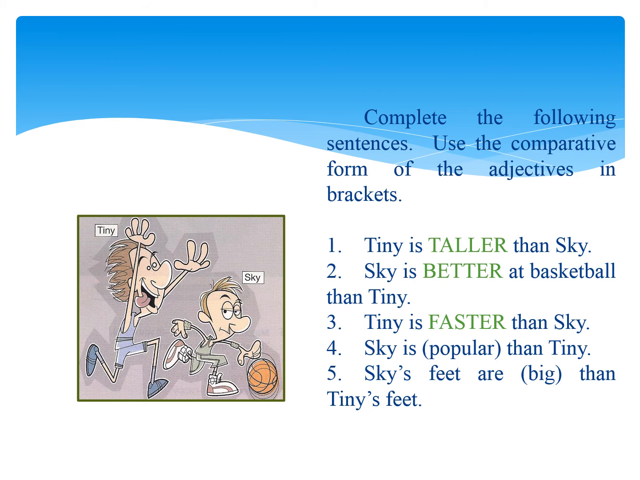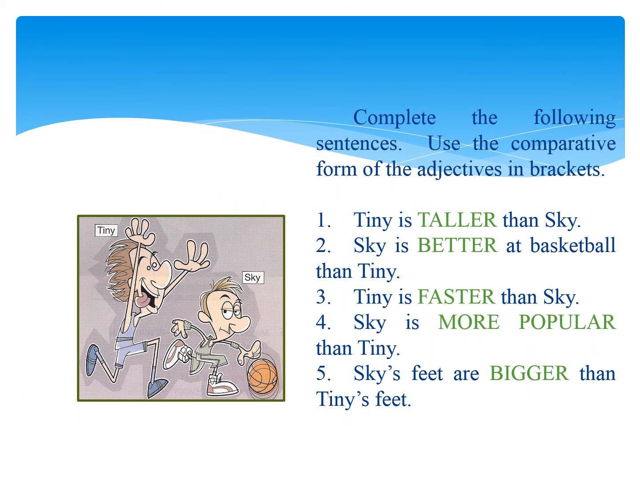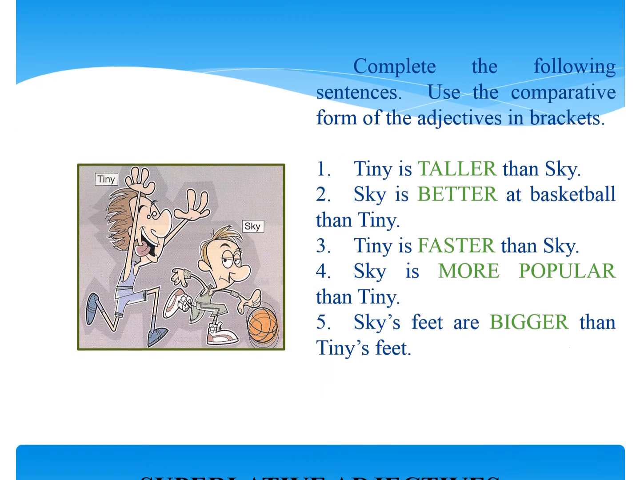Popular is a long adjective. The sky is more popular than Tiny. Then big, again, is a short adjective which is composed of three letters: consonant, vowel, and consonant. We double the last. Okay, so this is it for now.